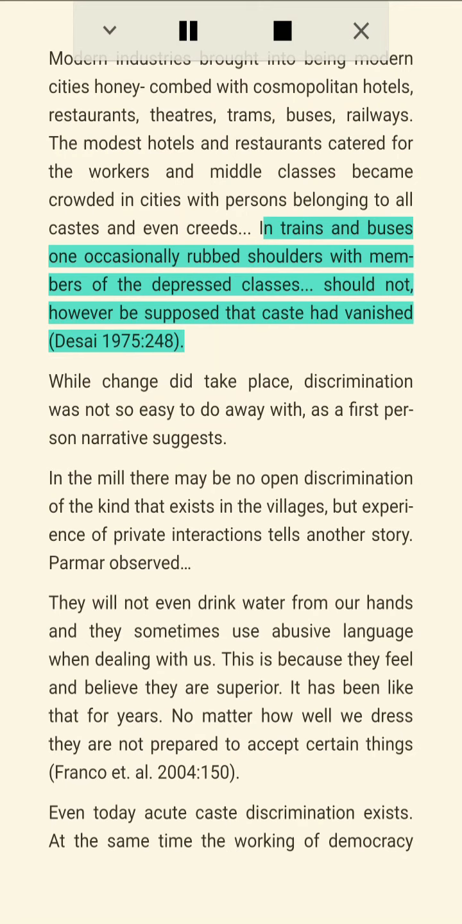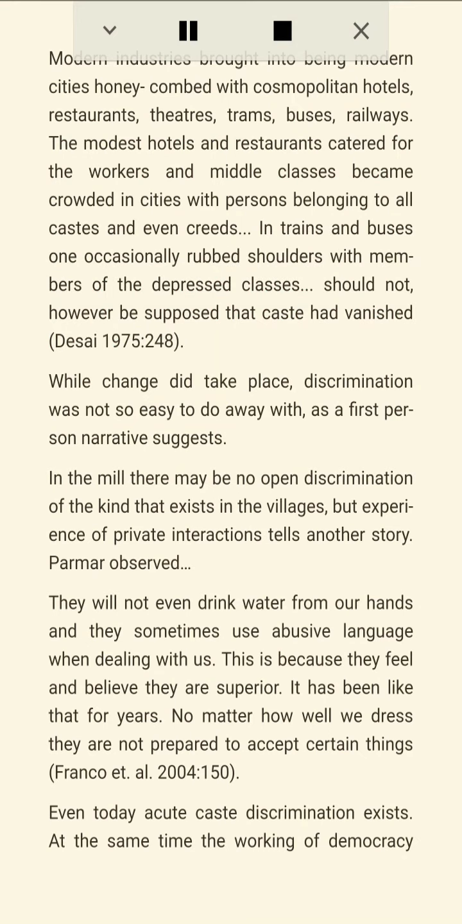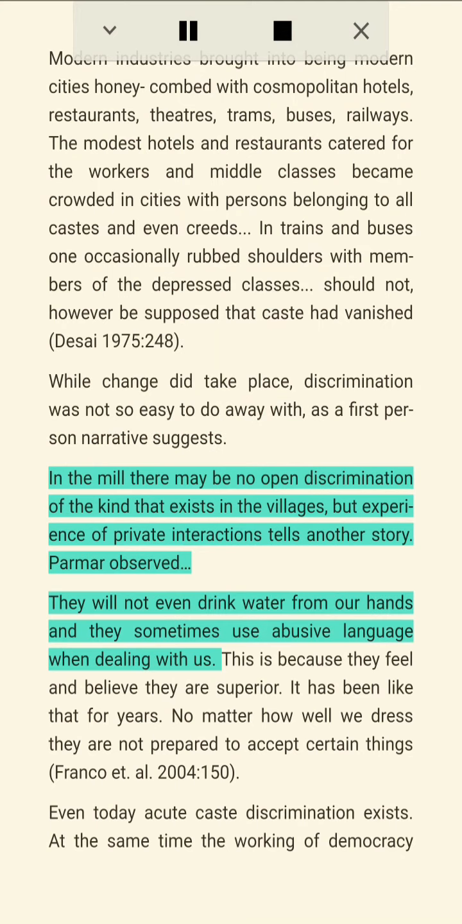In trains and buses one occasionally rubbed shoulders with members of the depressed classes. It should not, however, be supposed that caste had vanished (Desai 1975, 248). While change did take place, discrimination was not so easy to do away with, as the first-person narrative suggests. In the mill there may be no open discrimination of the kind that exists in the villages, but experience of private interactions tells another story.